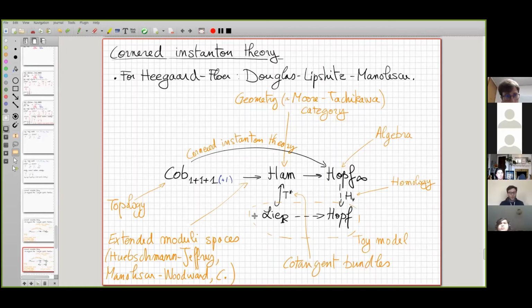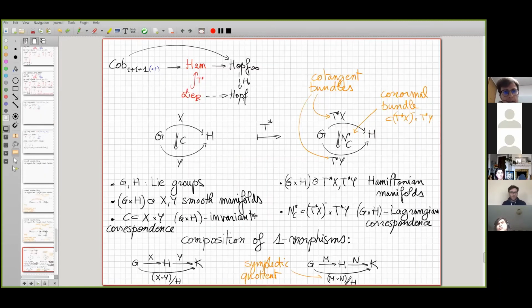So let me do that. First, I want to describe this red part of the former diagram. This side is in the toy model called Lie sub R, and there's no symplectic geometry here. The right side is in this category Ham, and then this is a functor considered. So here you have objects, you have one-morphisms, then you have two-morphisms.